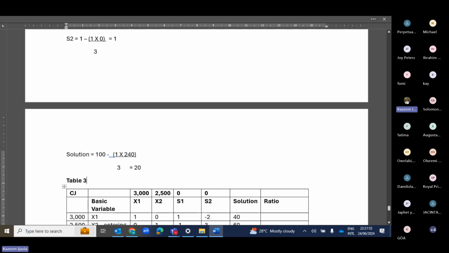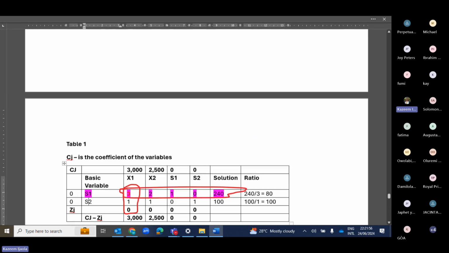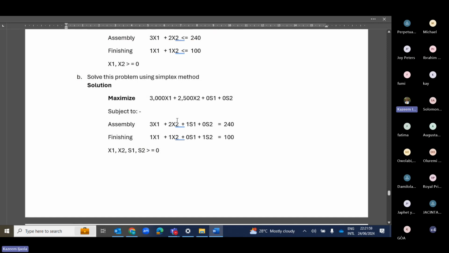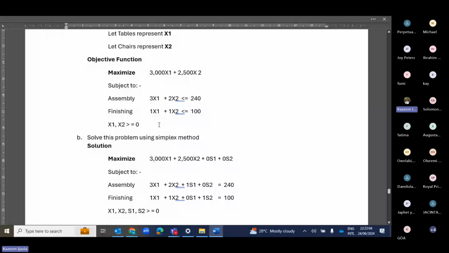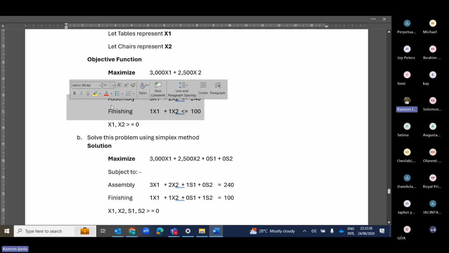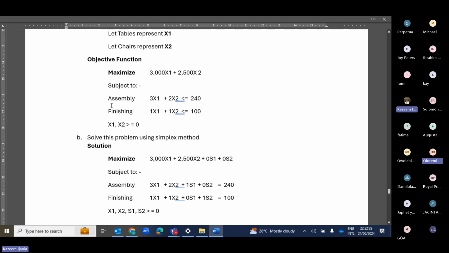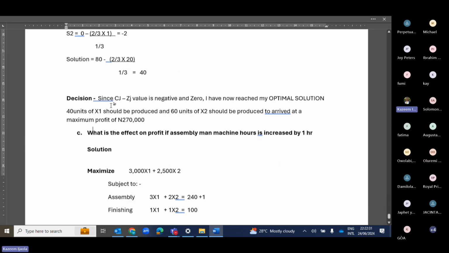We said that our x1 is 40 and our x2 is 60. So 3 times x1, which is 40, is 120. Then 2 times 60 is 120. 120 plus 120 is equal to 240. And 60 plus 40 gives you 100. This is how to confirm your answer in the exam. So that's how to verify.